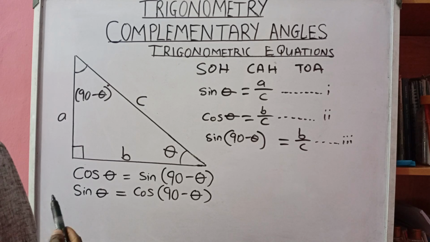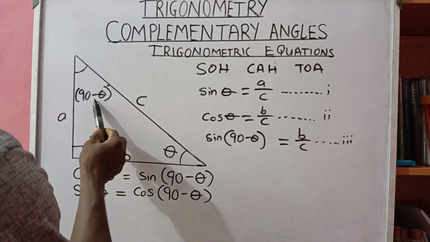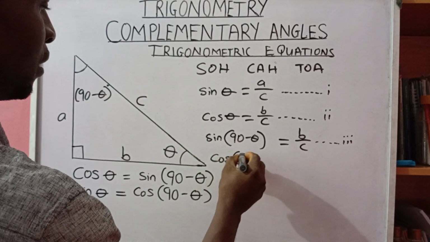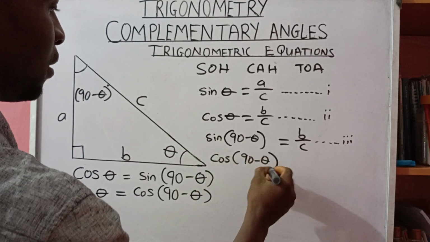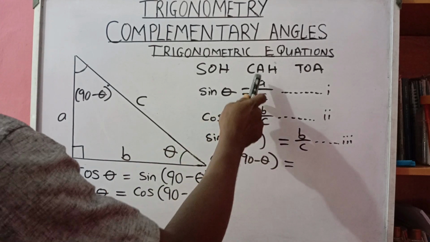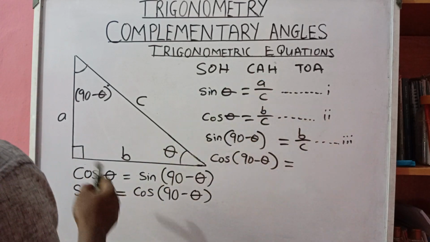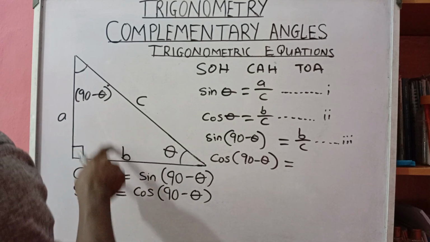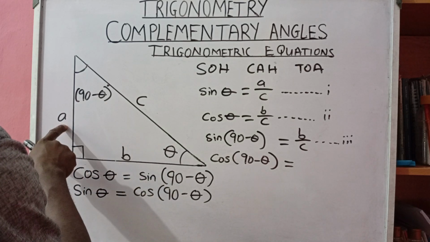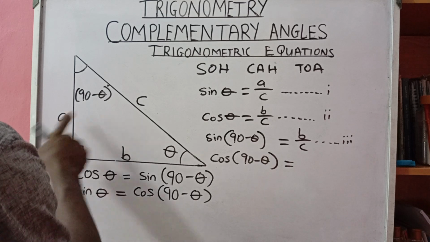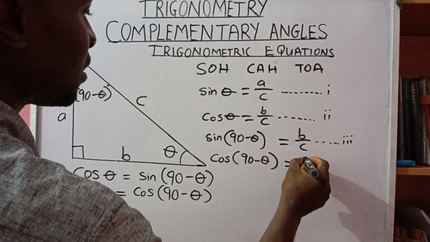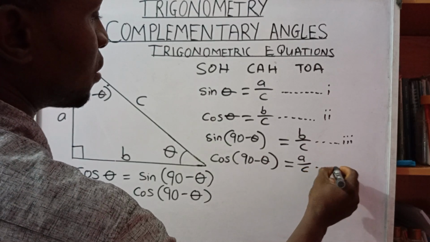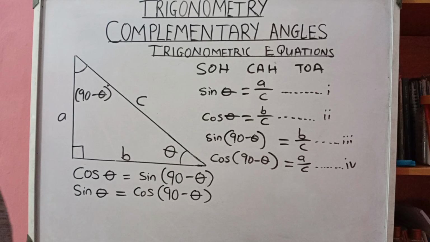Then let's move to the other one, the cos of 90 minus theta. Cos we know as adjacent over hypotenuse. What is the adjacent of this angle here? Of course, this is opposite, so the adjacent will be A. That will be adjacent over hypotenuse, which is A over C. Let's call it equation number 4.